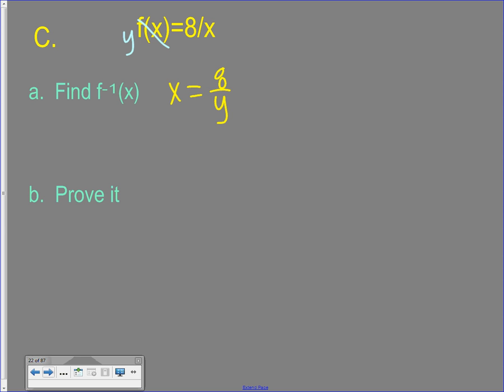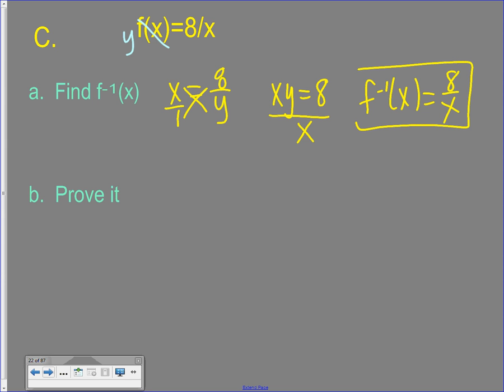Now I have to get y by itself, and this is a little trickier because y is on the bottom of a fraction. So what I'm going to do is put x over 1, okay, and then I'm going to cross multiply. When I cross multiply, I get xy equals 8. And then to get y by itself, I would divide by x. So my f inverse of x here happens to be 8 over x, which is exactly identical to the original, okay? And that happens sometimes, and it's fine.